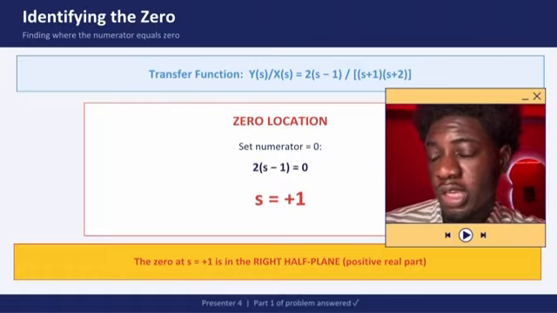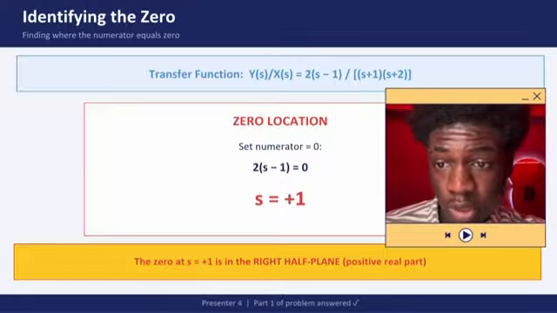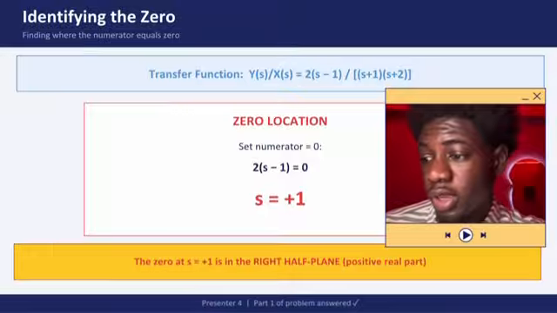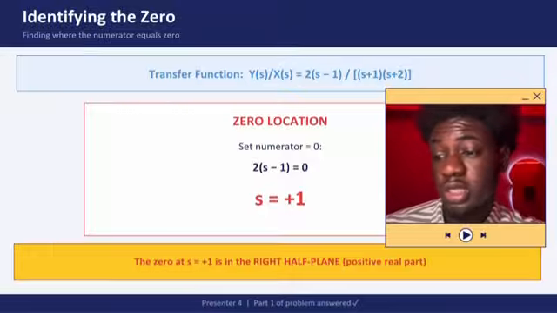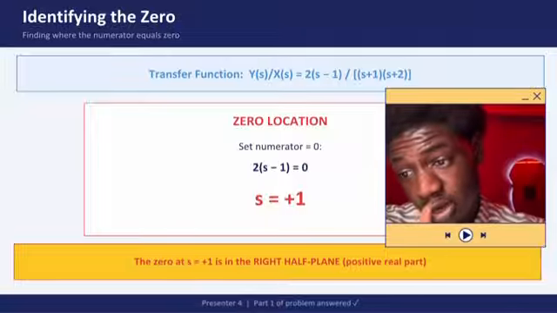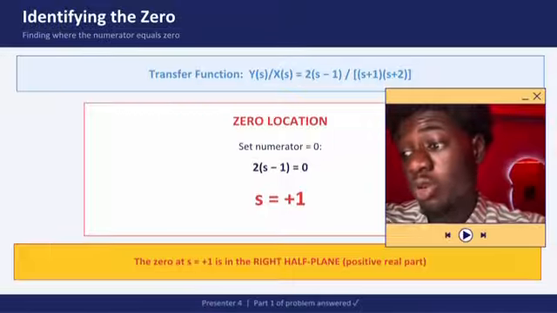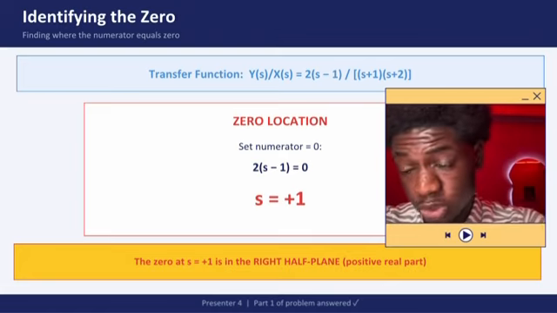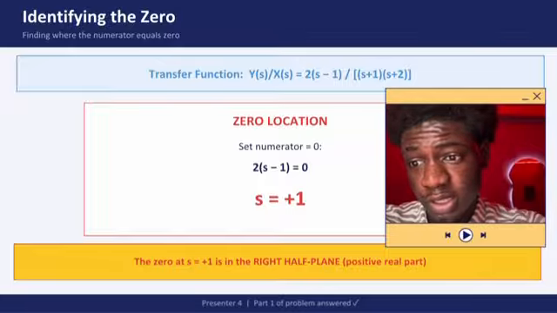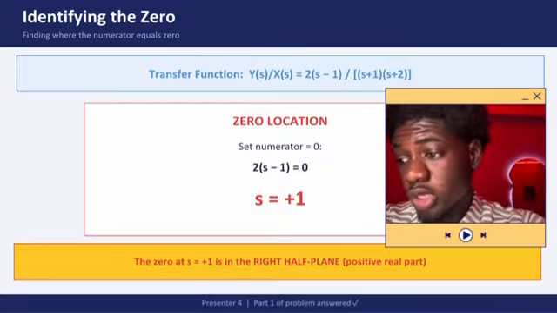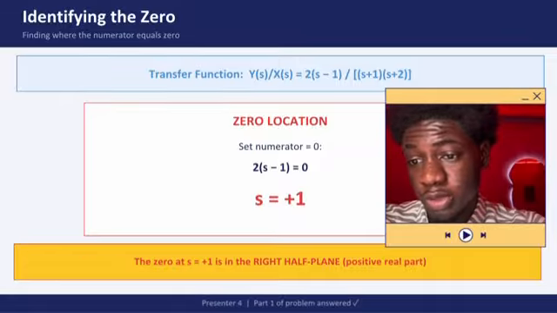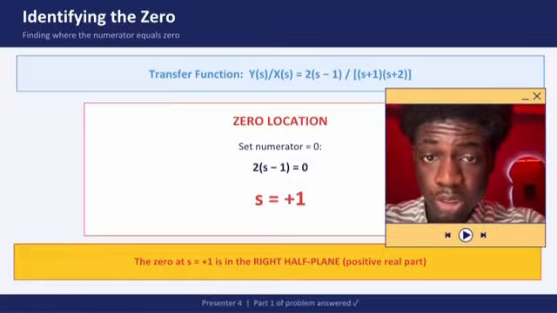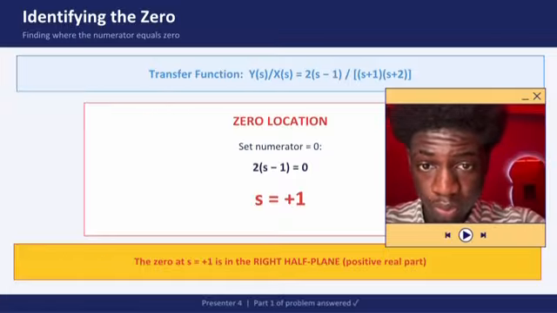The critical observation here is that this zero has a positive real part. So in the s-plane, the imaginary axis divides the left half plane and the right half plane. Any value of s with a positive real part lies in the right half plane. Any value with a negative real part lies in the left half plane. So since our s equals positive 1, which is positive, it's definitely in the right half plane. Okay, so this answers the first part of our problem statement. We have proven that a right half plane zero exists. And then I will discuss the poles and what this means for system stability. Thank you.